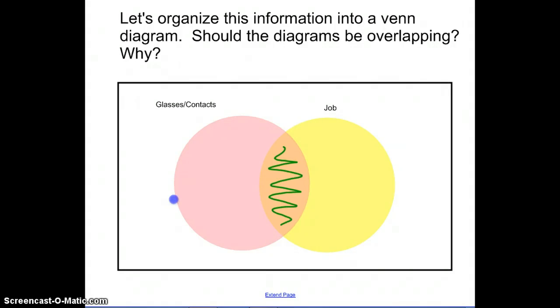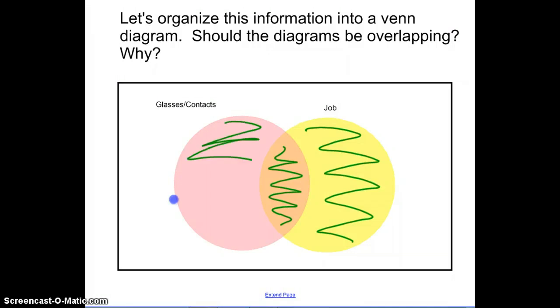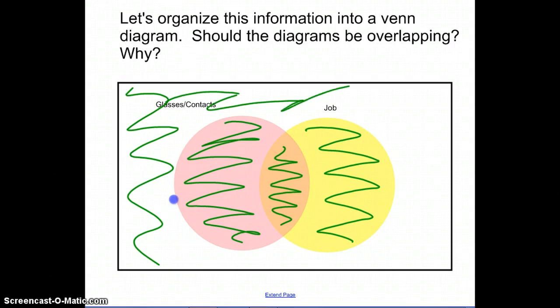The people who were just standing up and did not have their hand up would go in just the job section. And those people who just had their hand up but were still sitting down would go in the glasses and contacts section. So we'll have somebody come up to the board and fill this out. Those of you who were neither, you would be in this outside area somewhere.